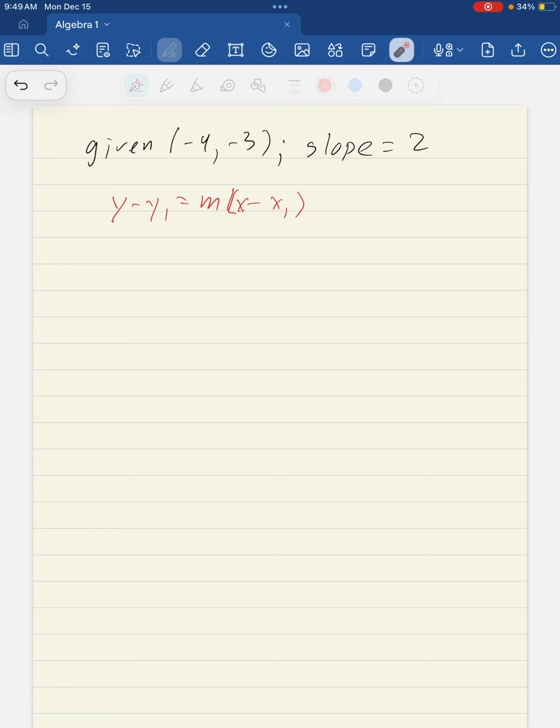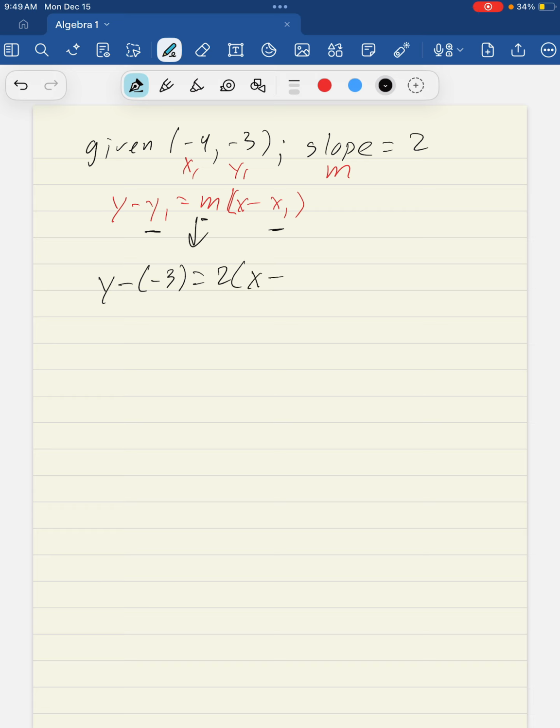All right, so here's our point slope formula. We have our x1, our y1, and our slope. Remember, x and y stay just what they are. Just x and y stay variables. And we're going to substitute values in for y1, m, and x1. So we have y minus y1, -3, equals m is 2, parenthesis x minus x1 is -4.